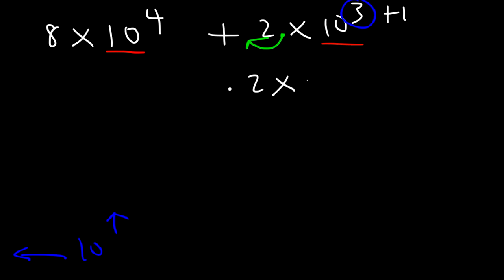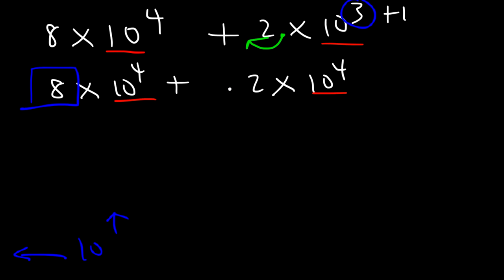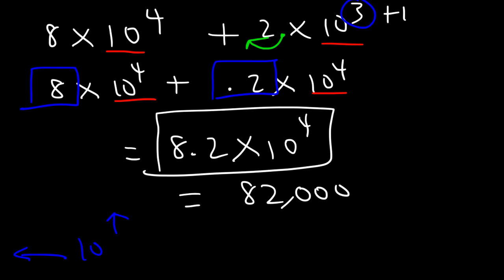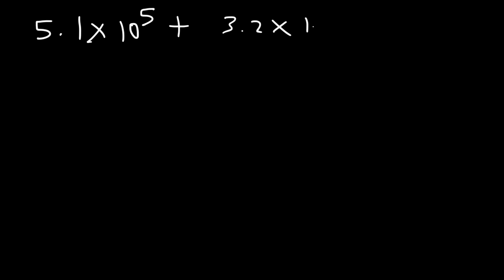So it's 0.2 times 10 to the 4. And this is 8 times 10 to the 4. So now that we have like terms, we can add 8 plus 0.2. 8 plus 0.2 is 8.2. So the answer is 8.2 times 10 to the 4, which is the same as 8.2 times 10,000. So that's 82,000. So now try this problem. 5.1 times 10 to the 5 plus 3.2 times 10 to the 4.